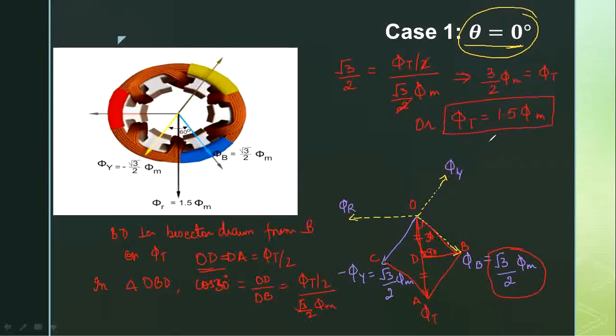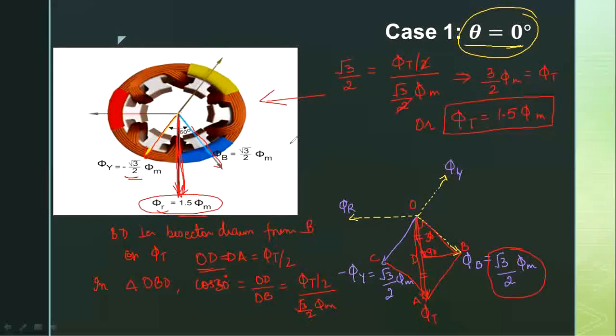So from this what we observe is that the resultant flux has a constant value of 1.5 times phi m, and its direction, if we observe, is vertically downwards, as you can also observe in this case. So this is phi y, which is minus root 3 by 2 phi m, and this is phi b having a value of root 3 by 2 phi m, and this is the resultant flux, which has a value of 1.5 times phi m. This is the magnitude of phi t, whereas its position, if you see, is vertically downwards. So at instant theta equals 0, the position of phi t is this.